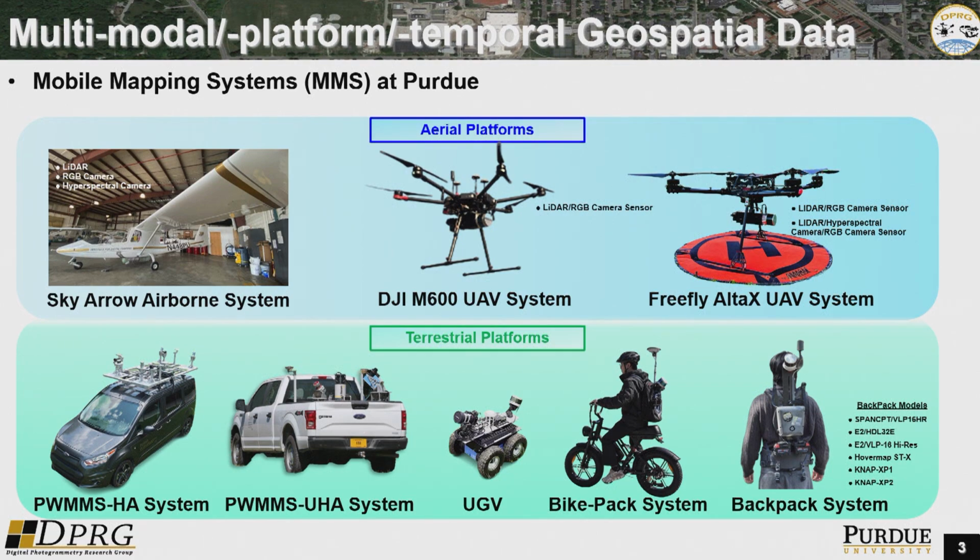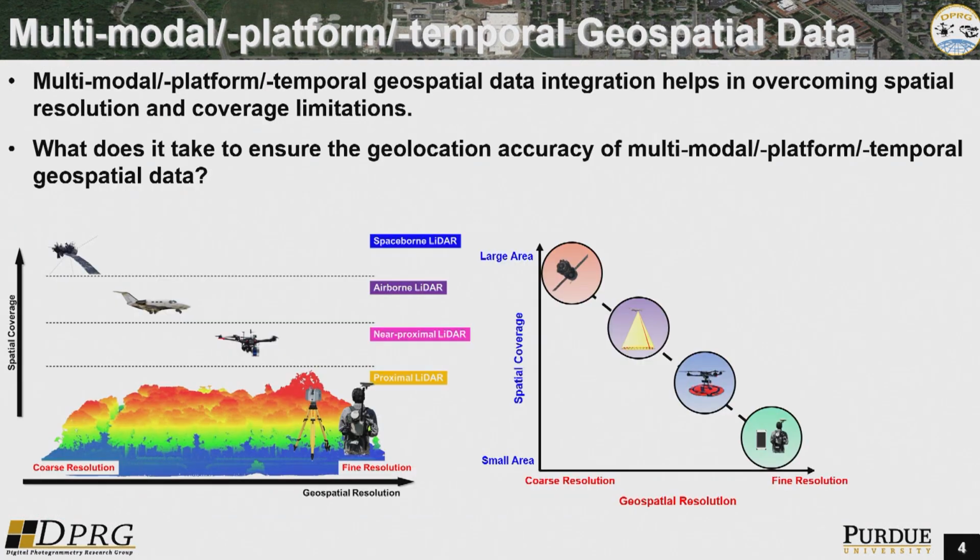We have a two-seater Sky Arrow system equipped with hyperspectral in the visible near infrared, RGB, LiDAR, coupled with a very good position and orientation system. So with this particular system, we are targeting somewhere between 400 feet and 2,000, 3,000 feet above ground. So we would like to fill a gap between UAV systems and traditional airborne systems.